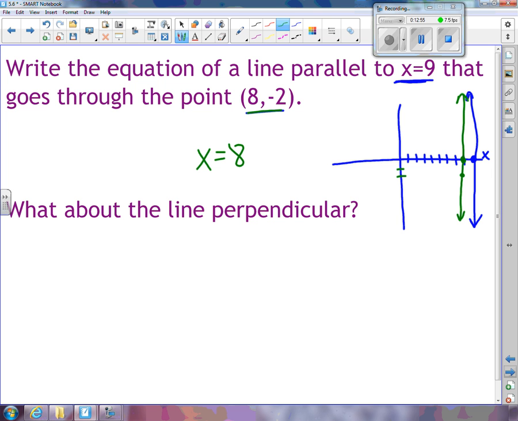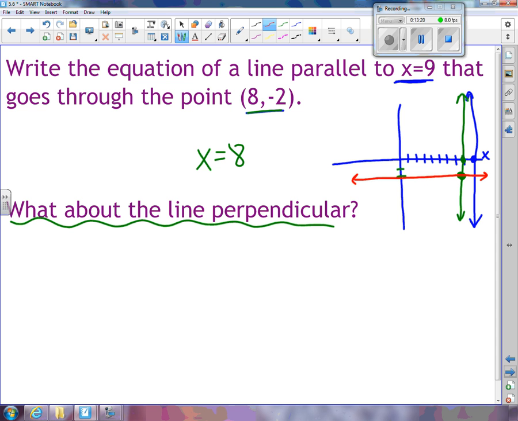A lot of times kids try to make questions about horizontal and vertical lines more difficult than they are. This is really an easy one. It goes through the 8, x equals 8. You're done. Now the next portion says, let's make a line that's perpendicular to it that goes through that same point, that (8, -2). Well, if you want to be perpendicular to a vertical line, you have to be horizontal.